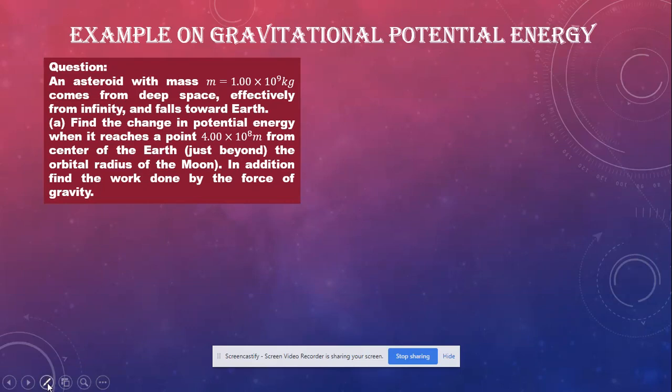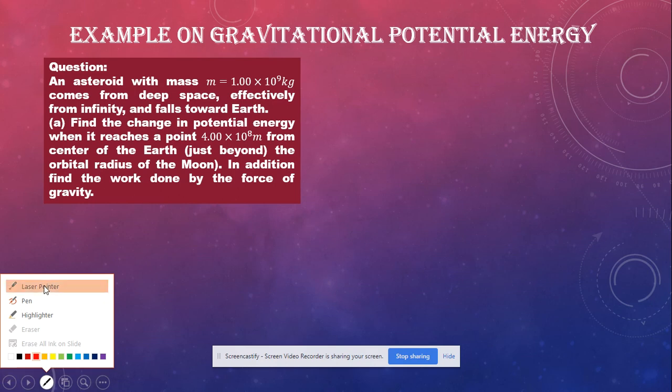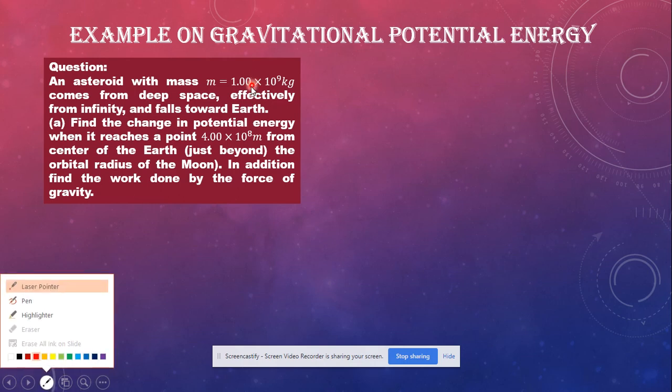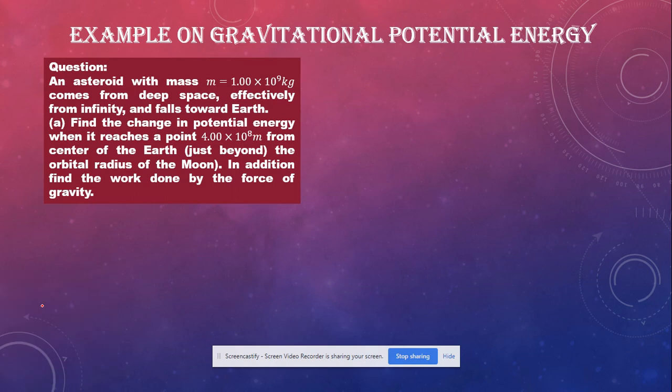So this is a question, an example on gravitational potential energy. Now, the question is as given. An asteroid with a mass of m equals 1.0 to the power of negative 99 kilograms comes from deep space, effectively from infinity, and falls toward Earth.